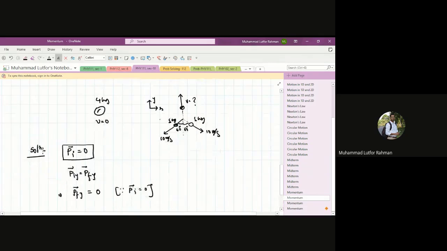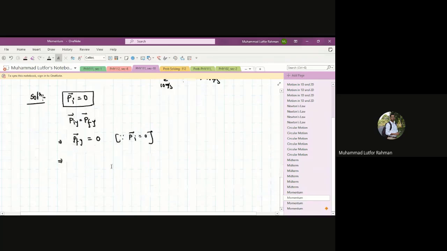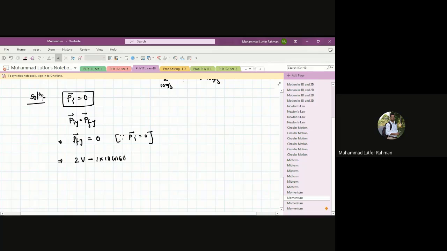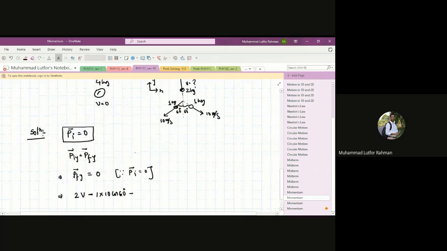Now, what will be the mass of the third fragment? Since this is 1 kg and this is 1 kg, the rest would be 2 kg over here. This is the mass, and the speed is v. So I'll write this as 2v minus 1 into 10 into cos 60 degrees for this one, and this one also has the same component towards the y direction. So then I can write 1 into 10 cos 60 degrees equal to 0.